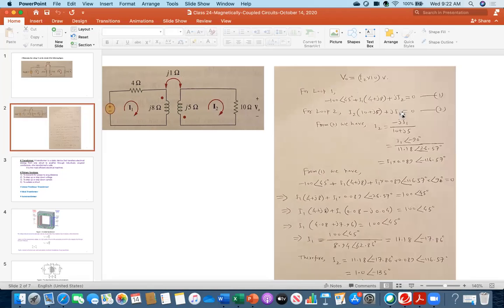That is the thing. The same thing when you are writing equation 2, this loop, first you consider the elements which are available in this loop. So that's why first I2 multiplied by this (10 plus j5). And then again, this is the same mutual inductance, but it relates to that I1. So I1 multiplied by that. That will be the mutual voltage for this loop.